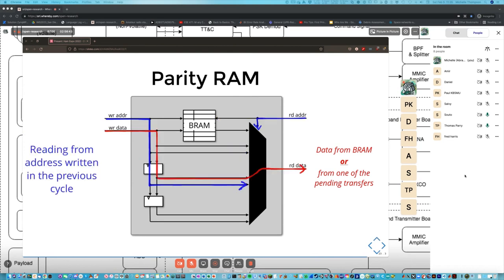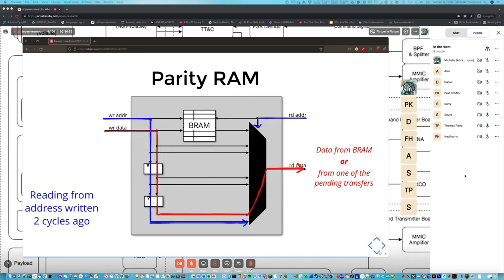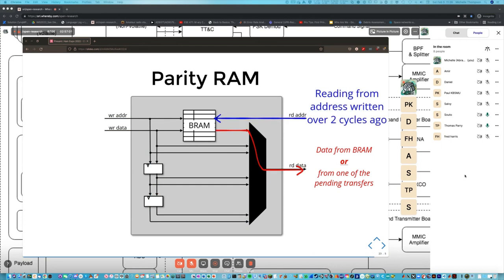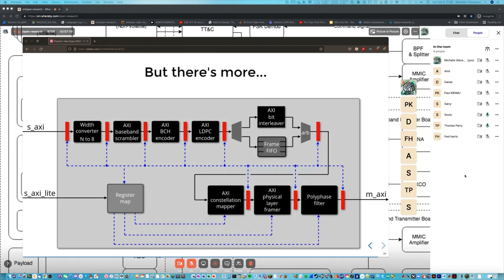If we're reading from an address written in the previous cycle, we can do the same with data after the first flip-flop, and likewise for reading an address written two cycles ago with the second flip-flop. Anything later than this, over two cycles, data will just come from the block RAM itself. And that is it, really. We only had time to cover these three.